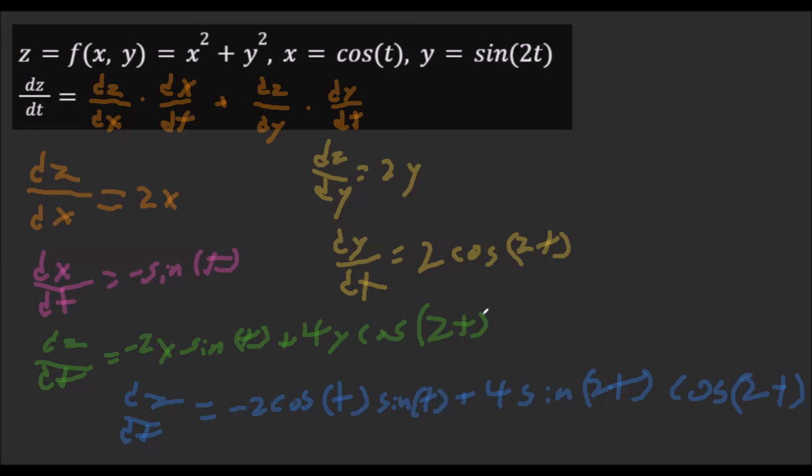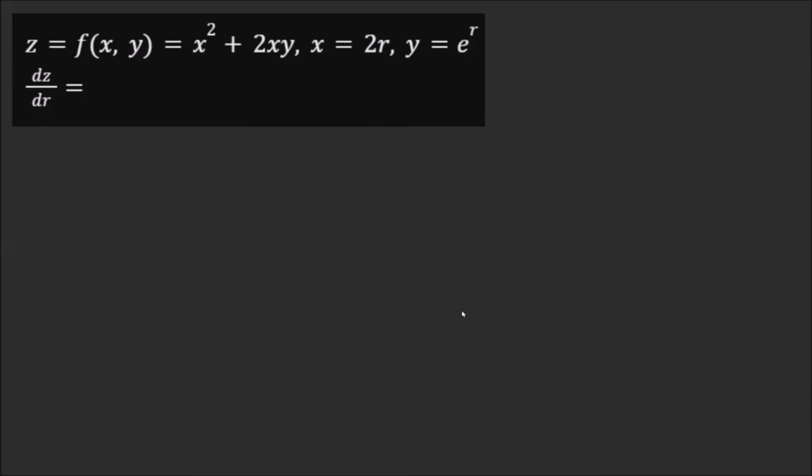And so now we're going to move on to the second practice problem. Okay, this is the second practice problem. We're given a multivariable equation, f of x and y. It is equal to x squared plus 2xy, where the variable x is represented by 2r, and y is equal to e to the power of r.